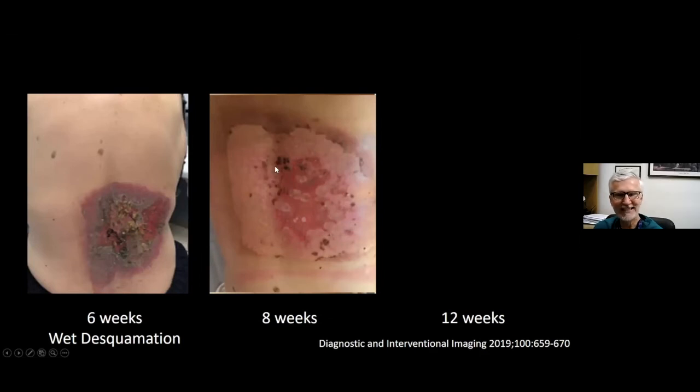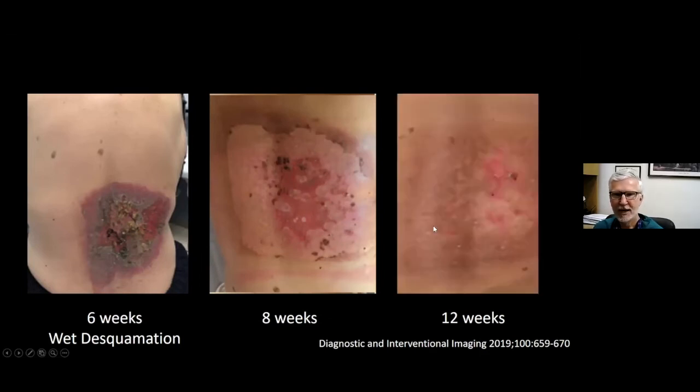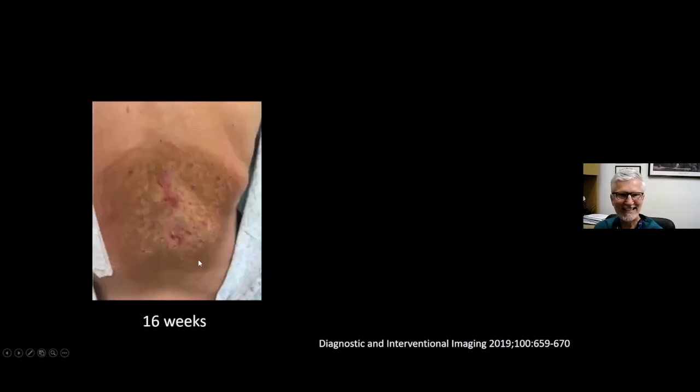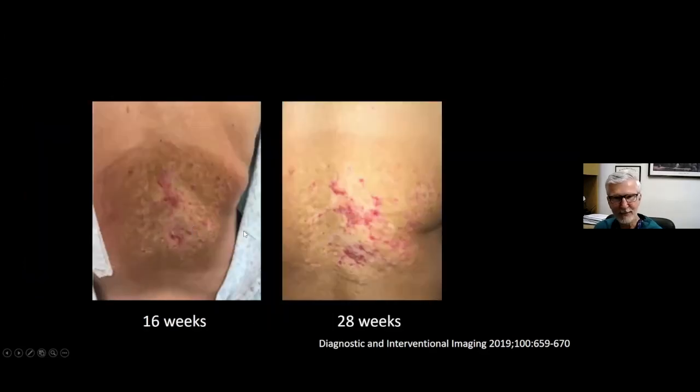And 2 weeks later, the skin is looking better. 12 weeks later, the skin is starting to heal better. At 16 weeks, it's looking even better. And at 28 weeks follow-up after their TIPS procedure, here is pretty much the final result that the patient was left with. So these long procedures can expose the patient to high radiation doses.